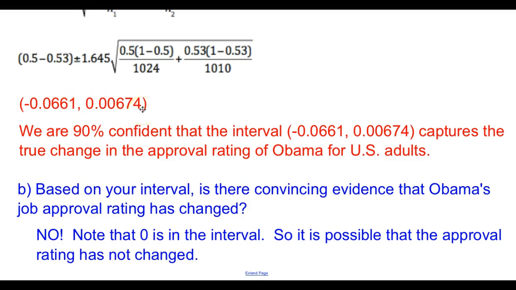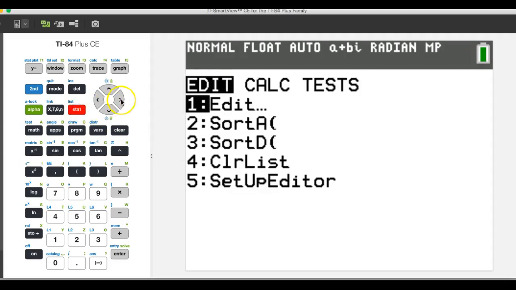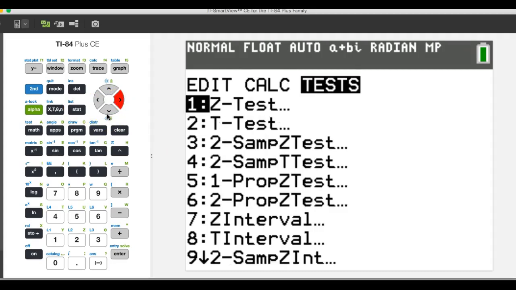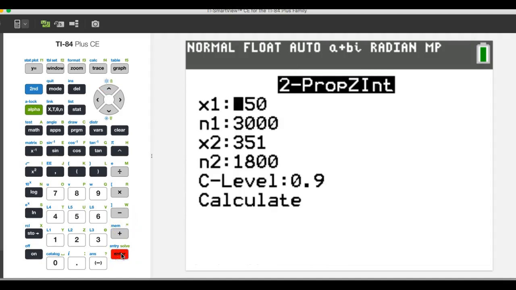Let's take a look at how you would do this on your graphing calculator if you'd prefer to do that rather than substitute the numbers into the formula to actually construct the interval. So on our graphing calculator, we're going to go to Stat and then over to Tests, and we're doing a two-proportion z-interval. So that's right here, option B.